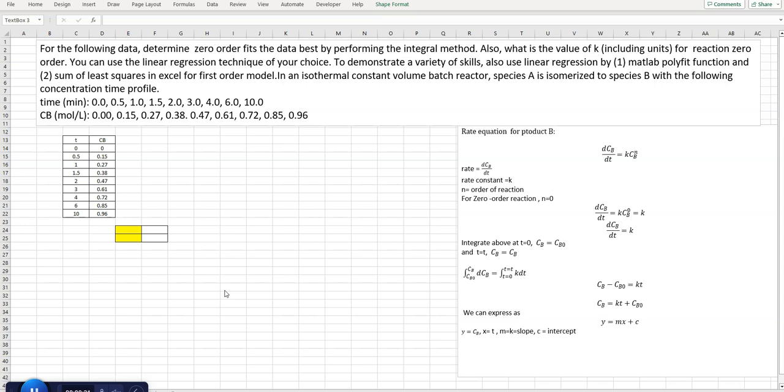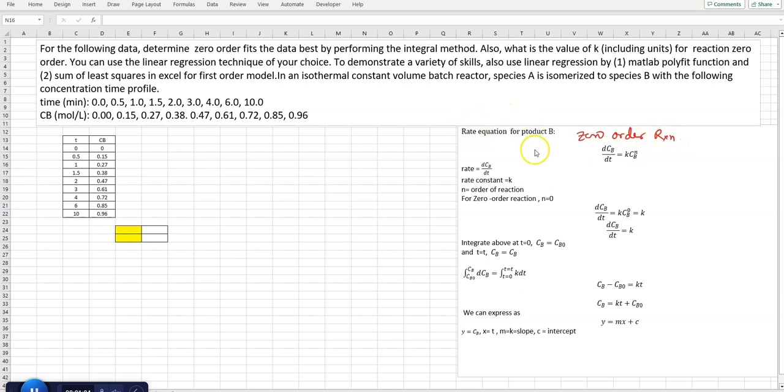In an isothermal constant volume batch reactor, species A is isomerized to species B with the following concentration time profile. Time is given in minutes, and the corresponding concentration CB is given in mole per liter. Now I am solving for what will be the K value for the zero order reaction.